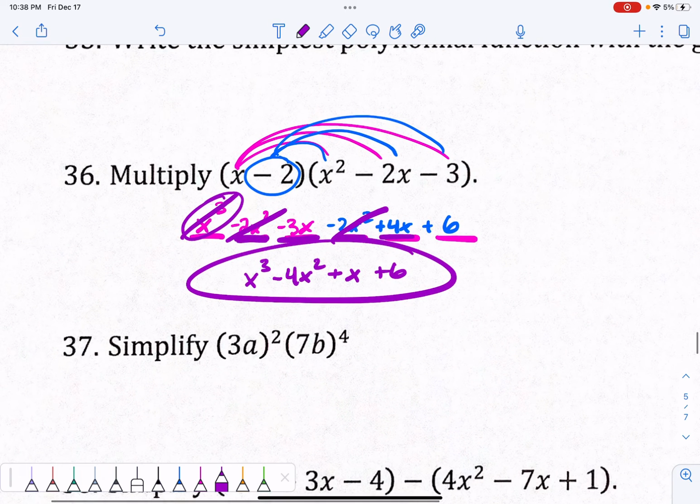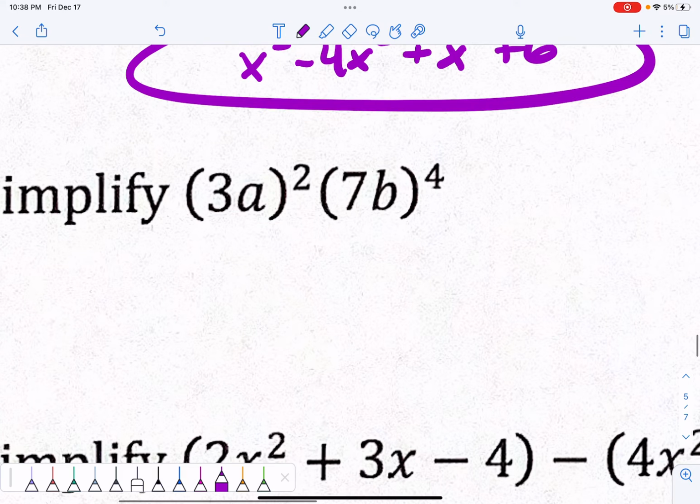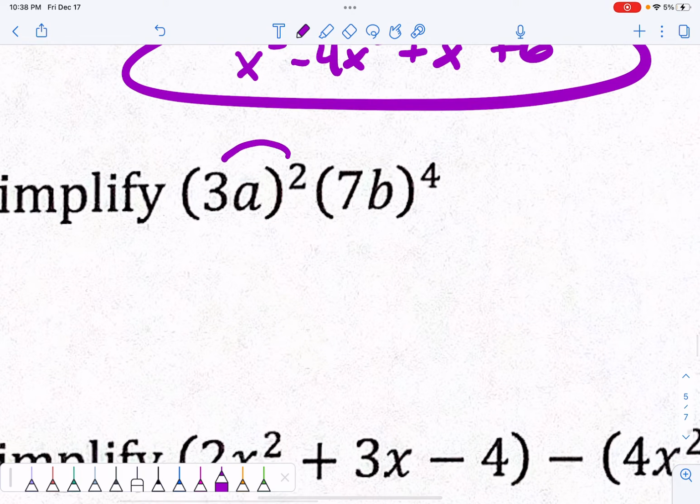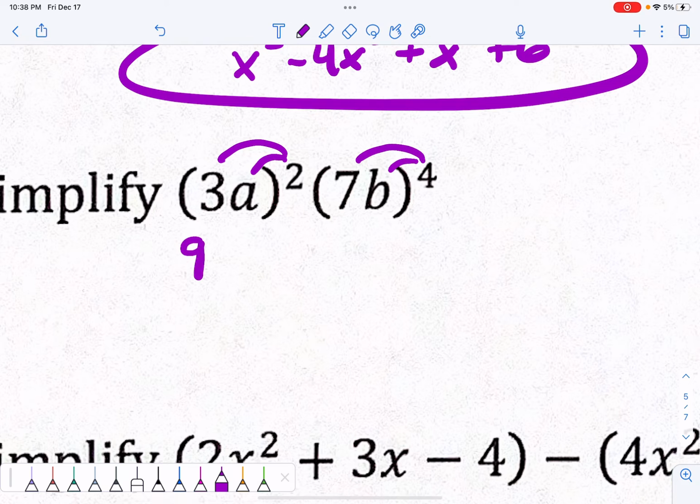Okay? Oh, shoot. I don't have my calculator here to do this next one. Anyway, 37. We'll try it and see. We have things that are to the second power, and we have to distribute that second power through, and we also have to do that for the fourth power, okay? So 3 squared is going to be 9. A squared is just a squared. So we have that simplified.